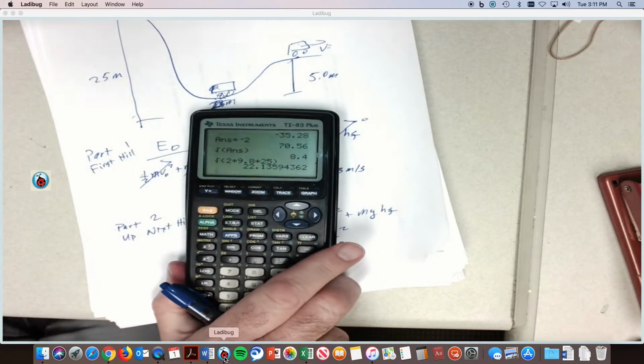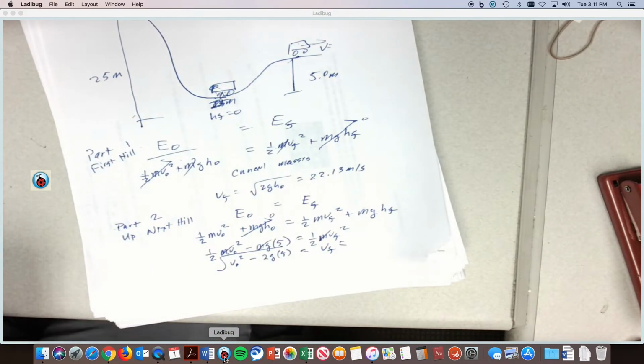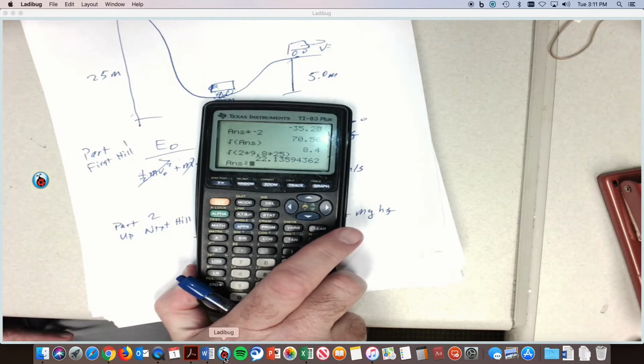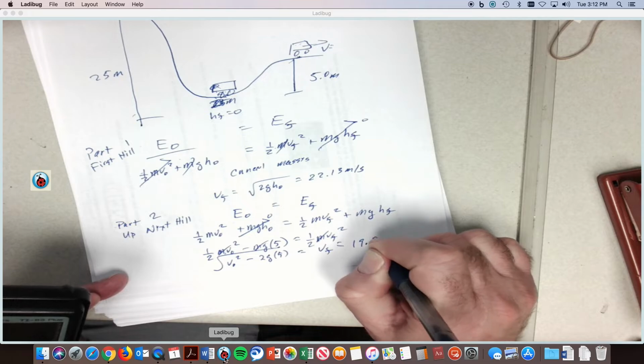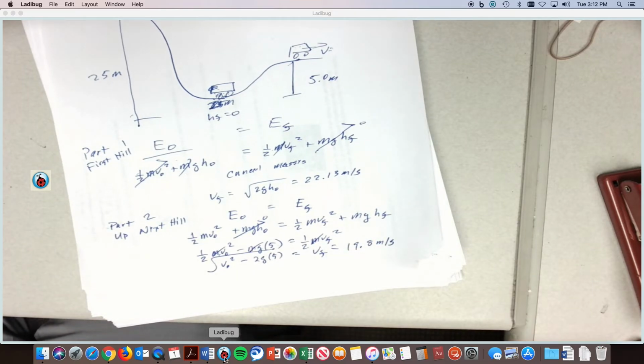Okay, and I've still got that on my calculator, so I'm just going to square it. So notice what I'm doing is I'm squaring the answer, minus 2 times 9.8 times 5. Take the square root of that, and I get 19.78 meters per second, which is what I got this morning.